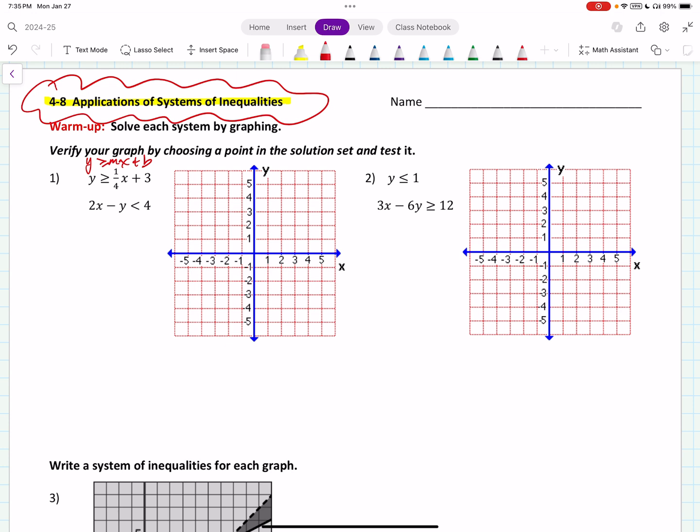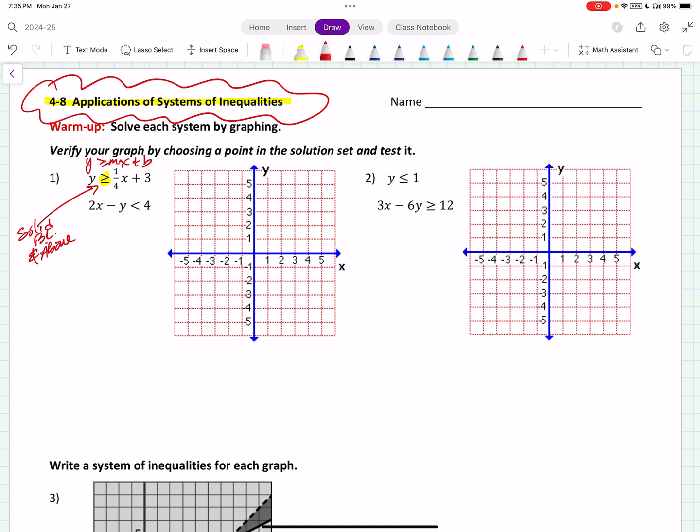And already, I just look at the inequality right here, greater than or equal to. I know that I'm dealing with a boundary line, and it's going to be a solid boundary line. BL is boundary line. And because it's greater than, the solutions are above. So you want to analyze things before you get started.